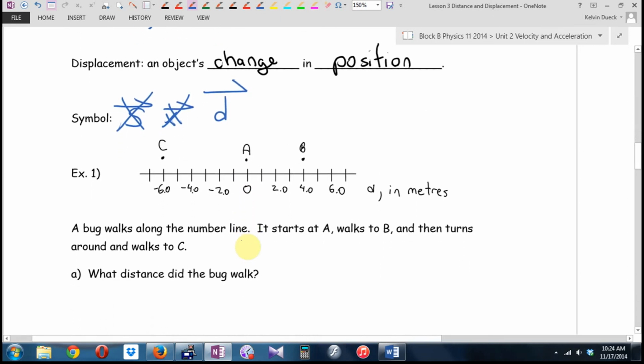So, let's imagine a little bug, and it's walking along the number line, so it's walking in meters. There's my high-tech drawing. It starts at A, right there, walks to B, then turns around and walks to C. So if you want to, you can draw a little line like this, and then above it, you can draw a little line like that. That's how I can kind of show a before and after, a part 1 and a part 2.